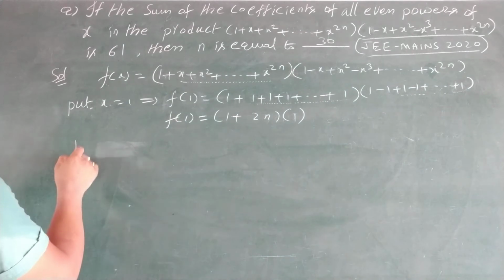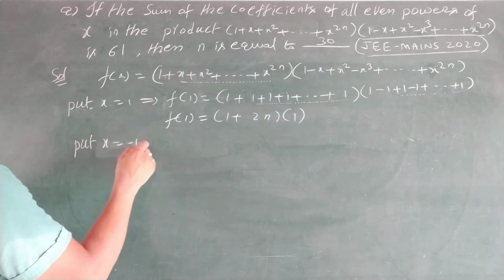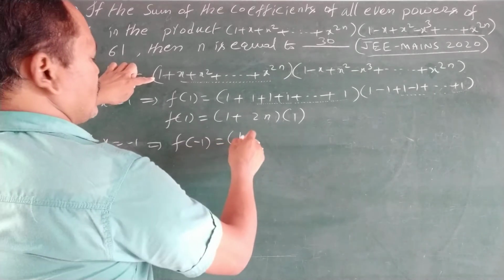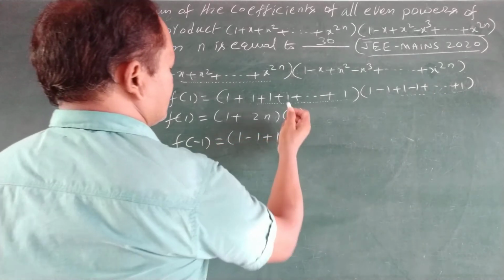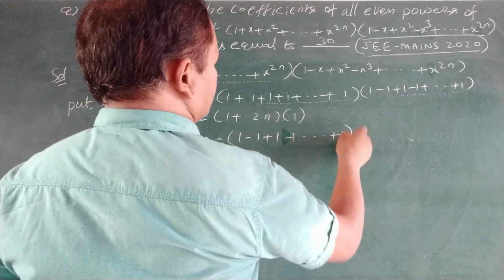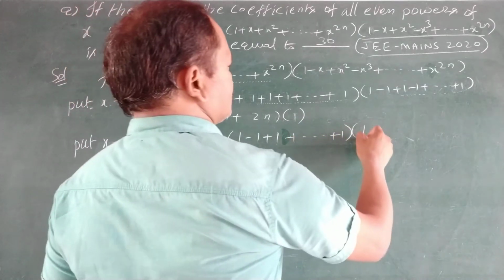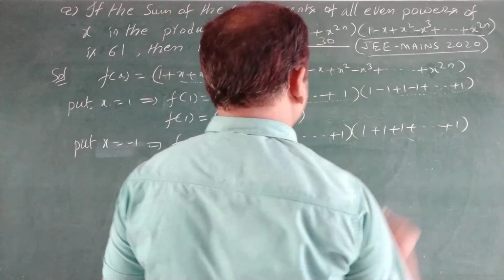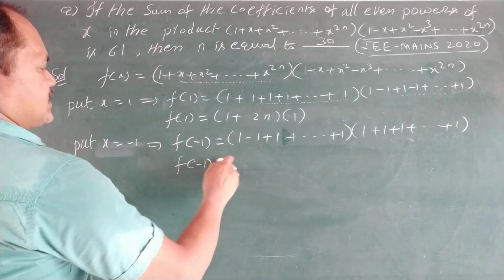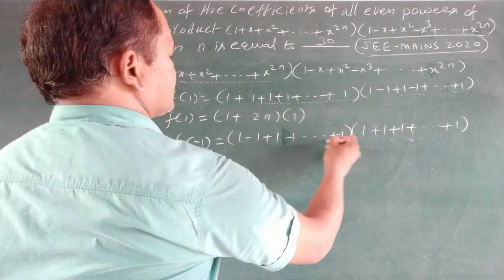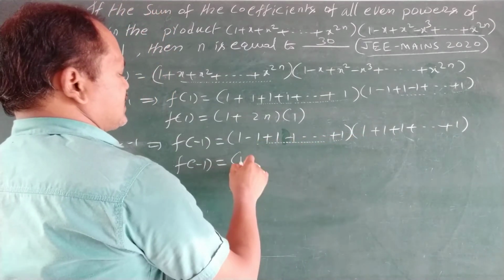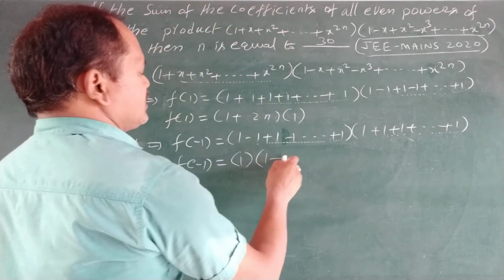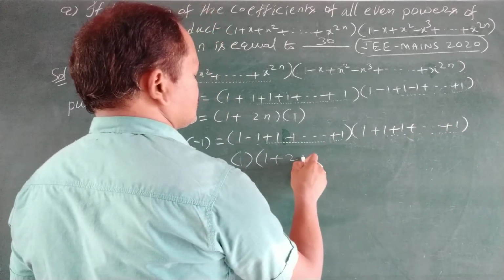Similarly, put x equal to −1. Then f(−1) is equal to 1 − 1 + 1 − 1 + 1 ... + 1 in one factor, and 1 + 1 + 1 + 1 ... + 1 in the other. So f(−1) is equal to: here these terms get cancelled, and it is 1. From the other, there are 2n terms, that is 2n 1s, that is 2n.